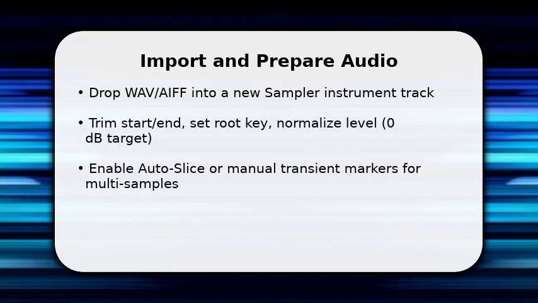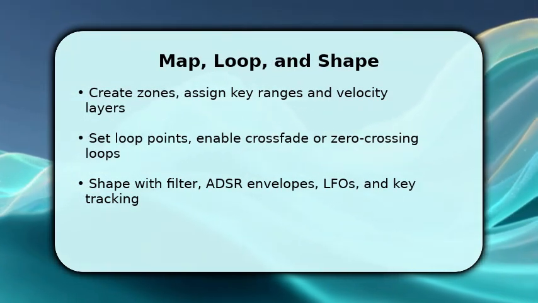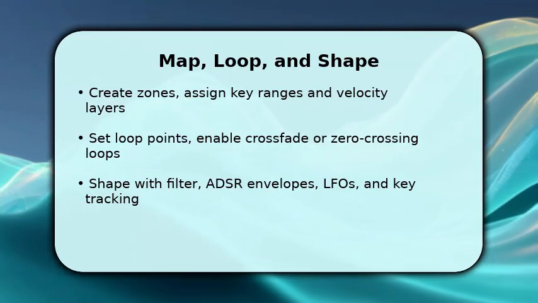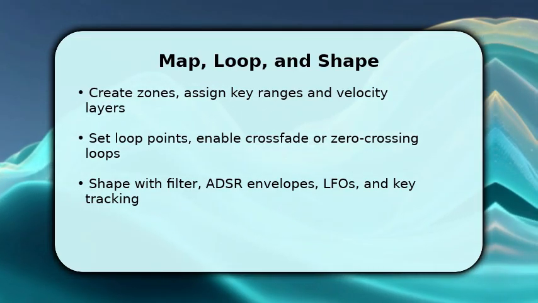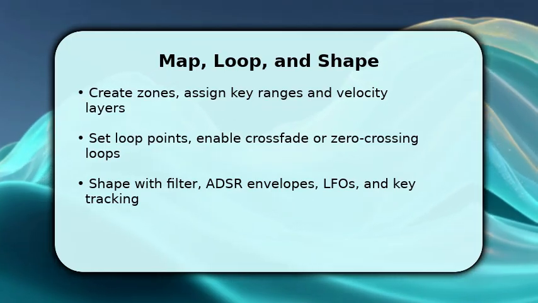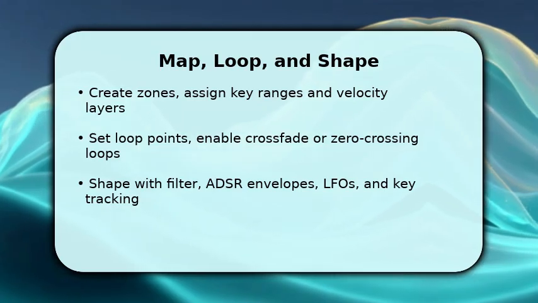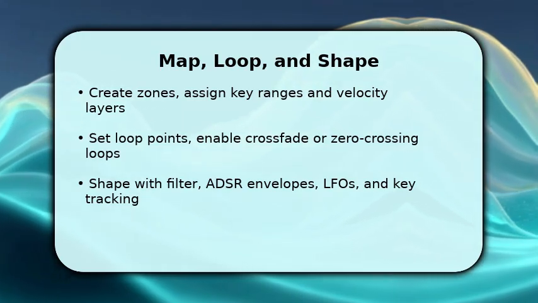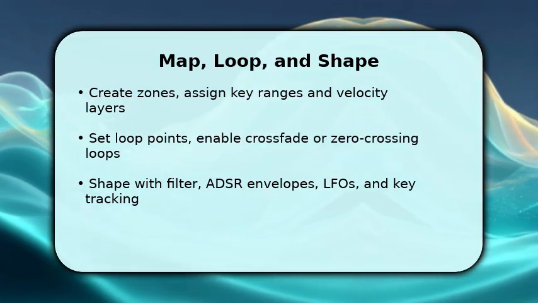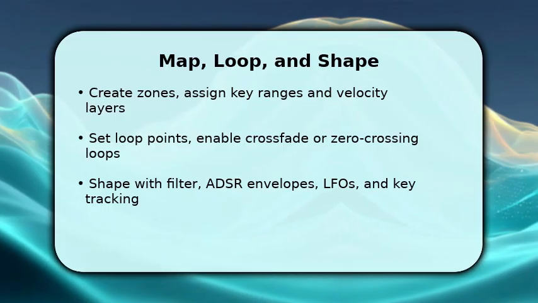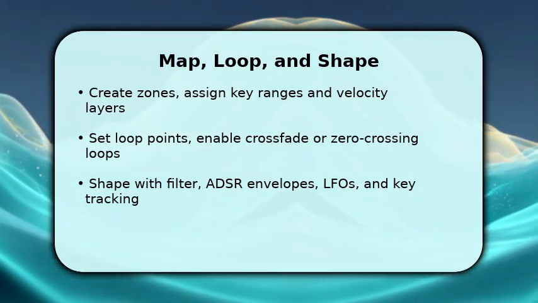Next, you map zones across the keyboard and set velocity layers so dynamics respond to your playing. Assign sensible key ranges to avoid overlap. Then configure loop points, choose seamless crossfade or zero crossing to prevent clicks, and enable loop mode for sustained notes. Shape the sound with the filter and amp envelopes. Add an LFO for subtle motion and use key tracking to keep timbre consistent across octaves. Doing this now gives you expressive, stable samples ready for performance or production.